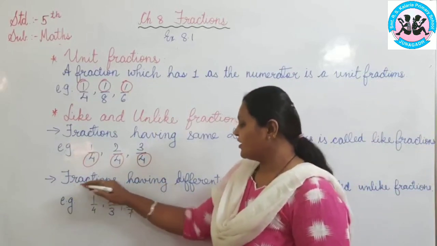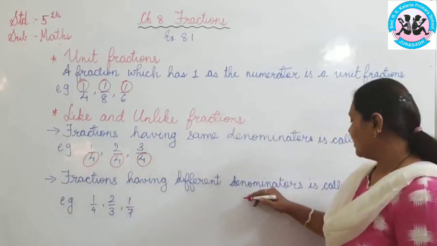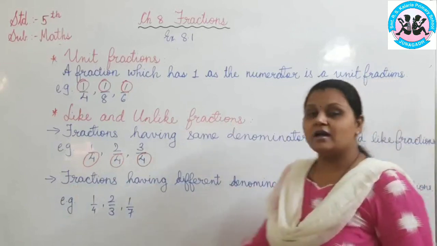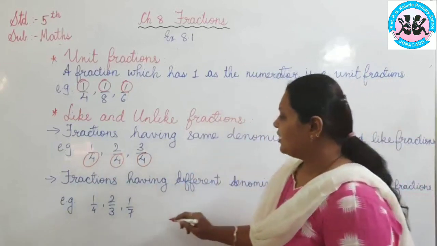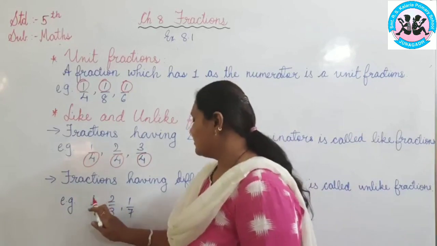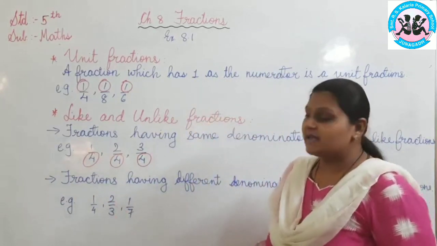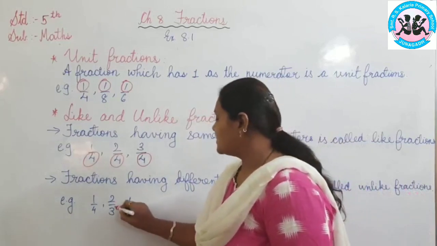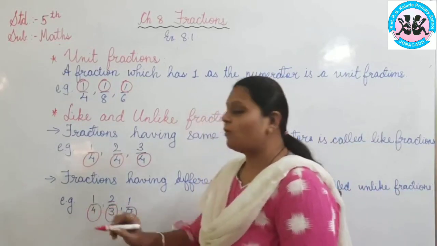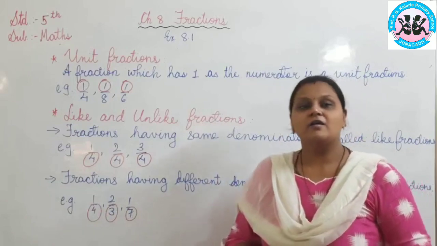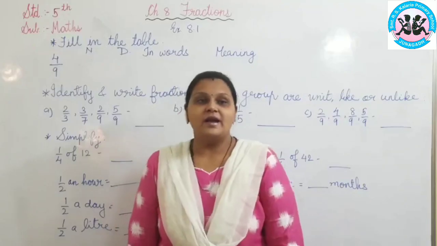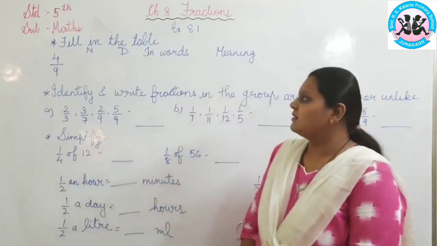Next is fractions having different denominators is called unlike fraction. Now if we go to this example, the examples are 1 upon 4, 2 upon 3 and 1 upon 7. Here denominators are different. So it is called unlike fractions. Now let's move to exercise part.